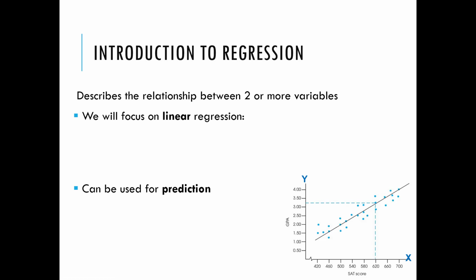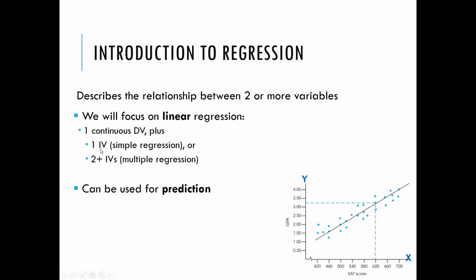So let's take a look at what regression is. Regression describes the relationship between two or more variables, and we will focus on linear regression. We're looking for one continuous DV, or the outcome variable, plus one IV, or independent variable, which is the case of simple regression, which is what we're going to focus on today. If you have two or more IVs, then you will have multiple regression.